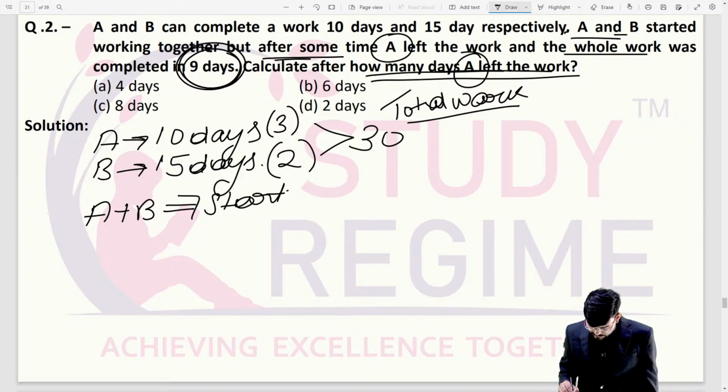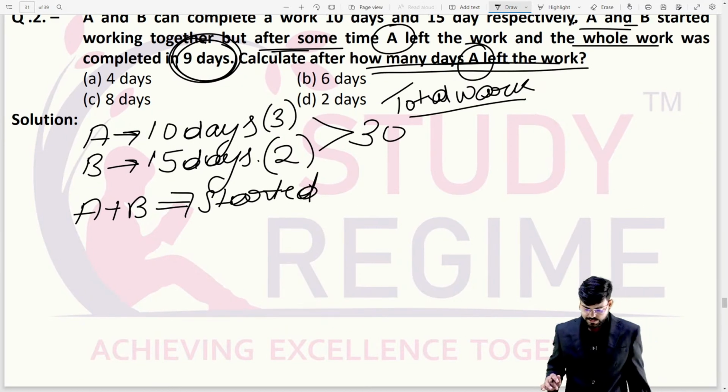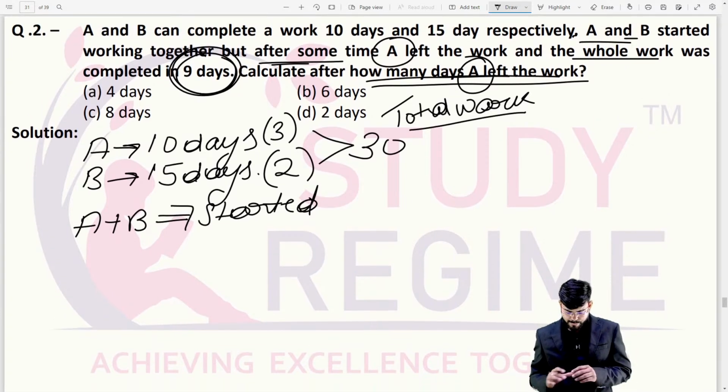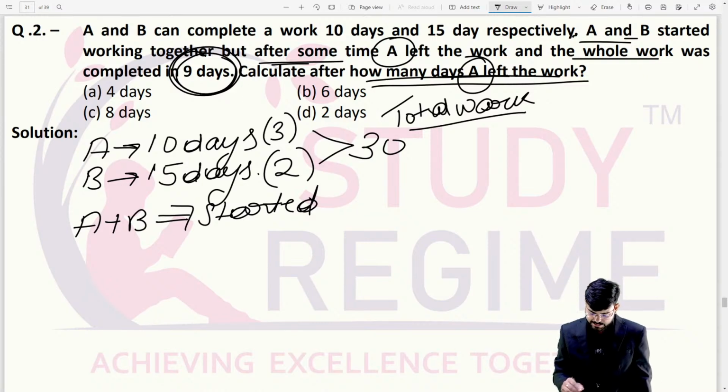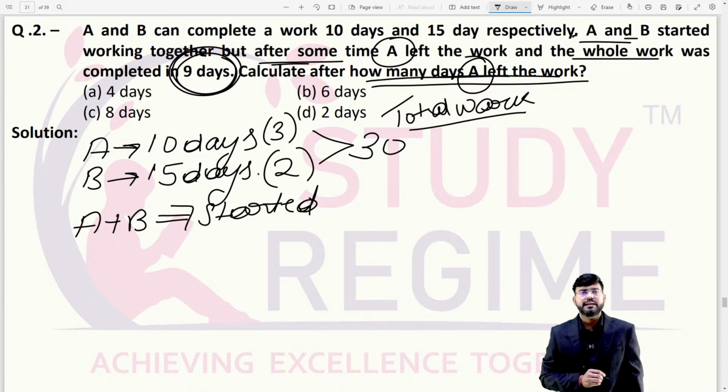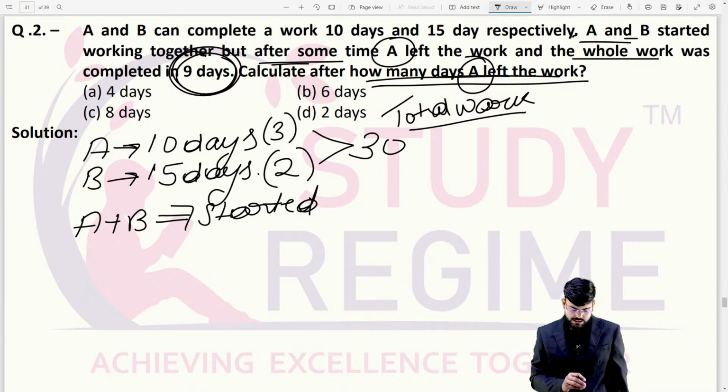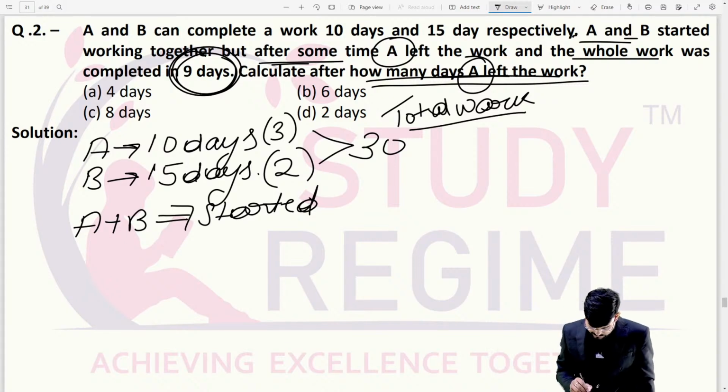They started working together, but it is not given after how much time A left the work. After some time A left the work and the whole work was completed in 9 days. So we should understand that since A left the work, the other person, B, was continuously working for 9 days. That is why the work is completed. B was the person who was continuously working for 9 days.